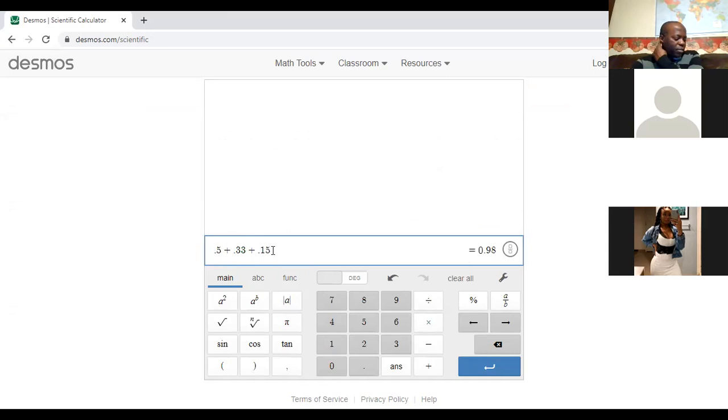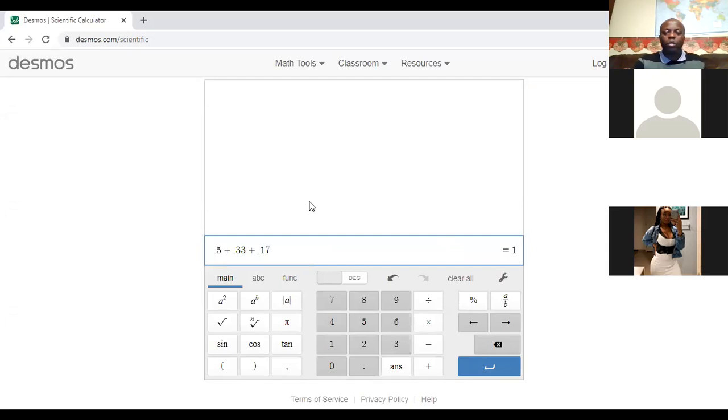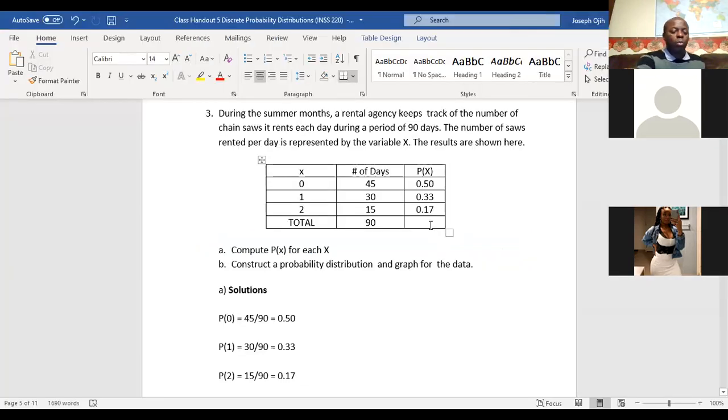0.5, 0.15, 0.17. Why did I make all the mistakes today? Okay, let's see. It's 0.17, and I wrote 0.15. So it's 0.17. So 0.5, 0.33 plus 0.17 plus one. So that's the first one. So you can see that this one is a probability distribution, 1.0.